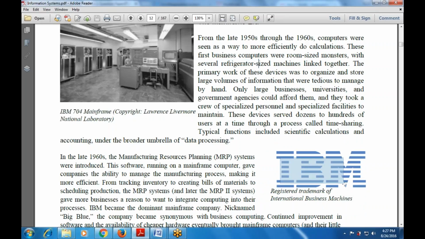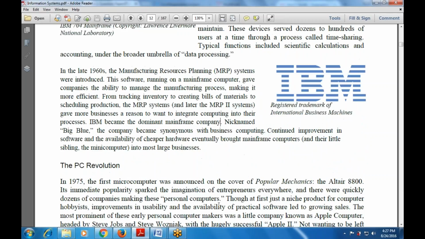This is one example, the IBM, International Business Machines, used for manufacturing processes, making them more efficient, from taking inventory to creating bills of material to scheduling the production.